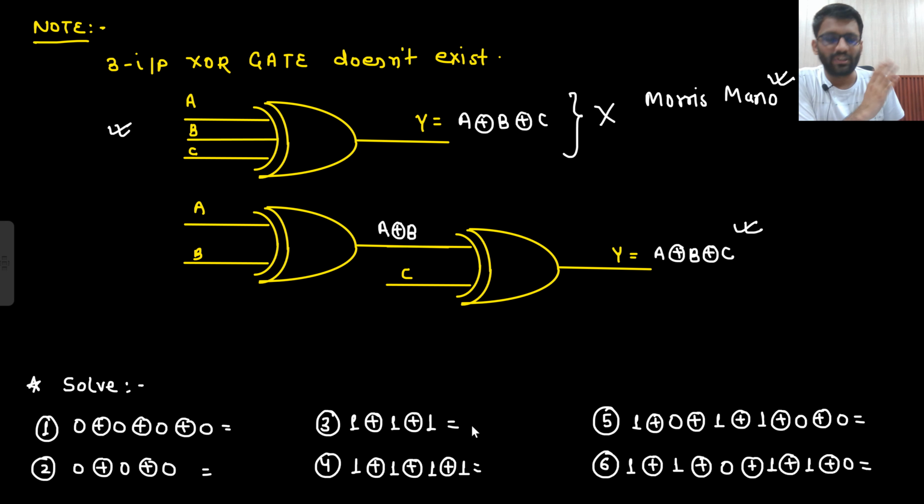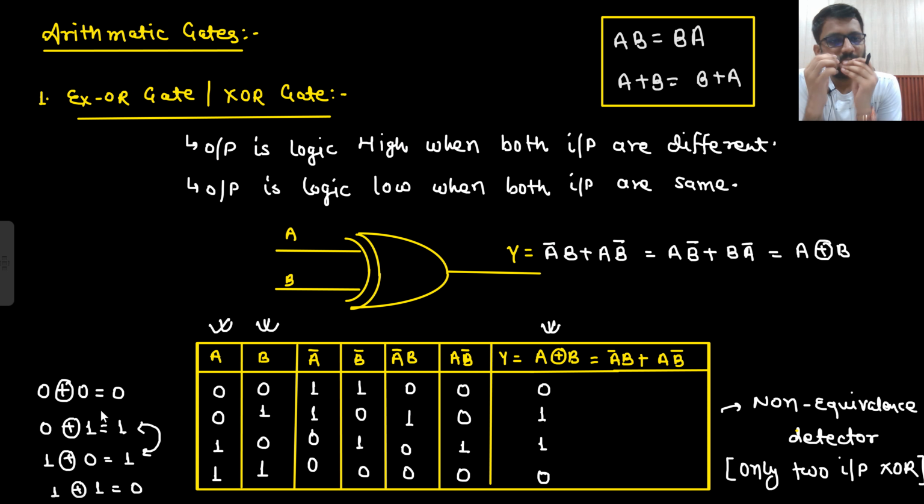So let's proceed in this lecture. First solve these values. 0 XOR 0 is 0, 0 XOR 0 is 0, 0 XOR 0 again is 0. Look, you will assume XOR as plus only. But when you see 1 XOR 1, you just need to think, okay, both are the same, so I will give 0. 0 XOR 1, 0 plus 1, 1. 0 XOR 0, 0 plus 0, 0. 1 XOR 0, 1 plus 0, 1. 1 XOR 1, both same, then it would be 0 only.